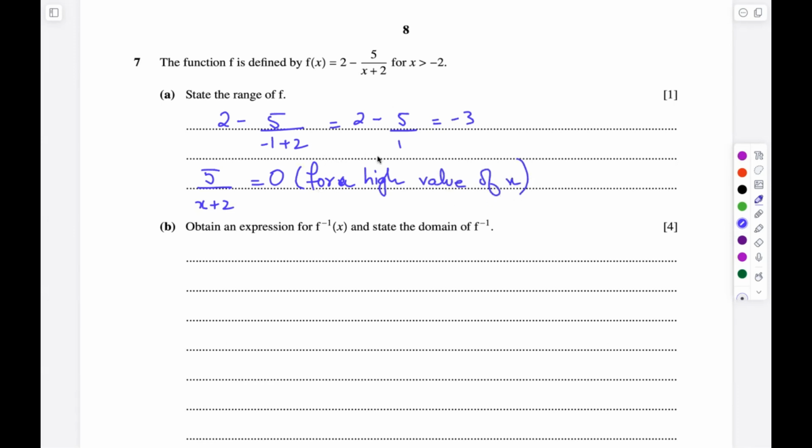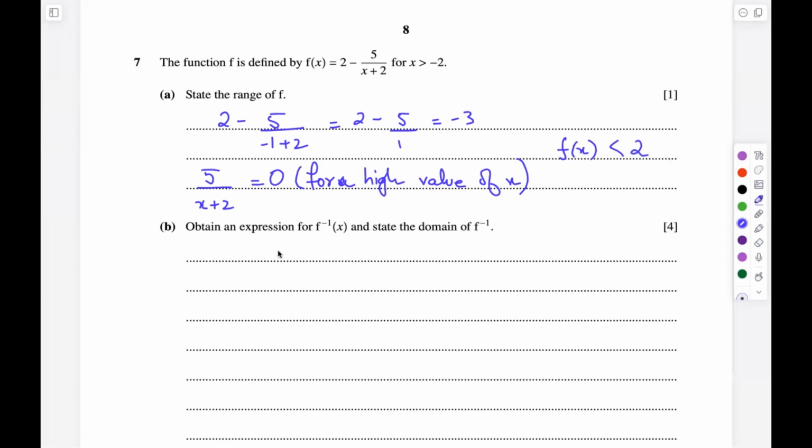And for lesser values of x, the f of x function will always be less than 2, as 2 minus 5 upon any value will always give a number which is less than 2. So when this becomes 0, f of x will be 2, and for any other value, it will be less than 2. So f of x, we can write, will always be less than 2.